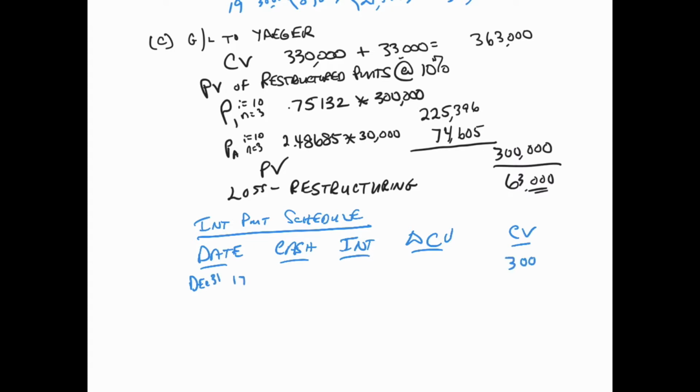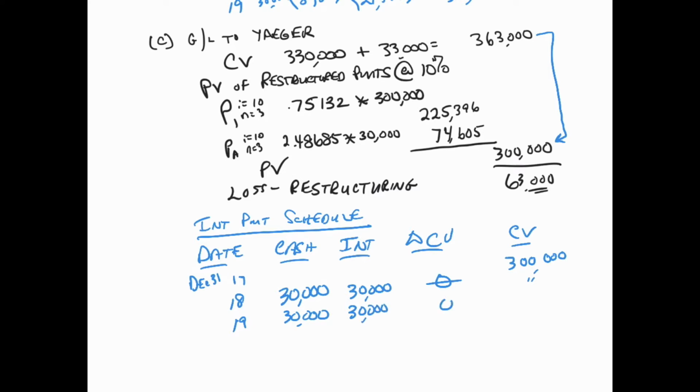Once we've written it down from 360 to 300,000, our carrying value is 300,000. At the end of 2018, we're going to receive 30,000 of interest in cash, and it's all interest revenue. There's no change, and this stays 300,000. In 2019, we have another 30,000 of interest revenue, no change in the carrying value.